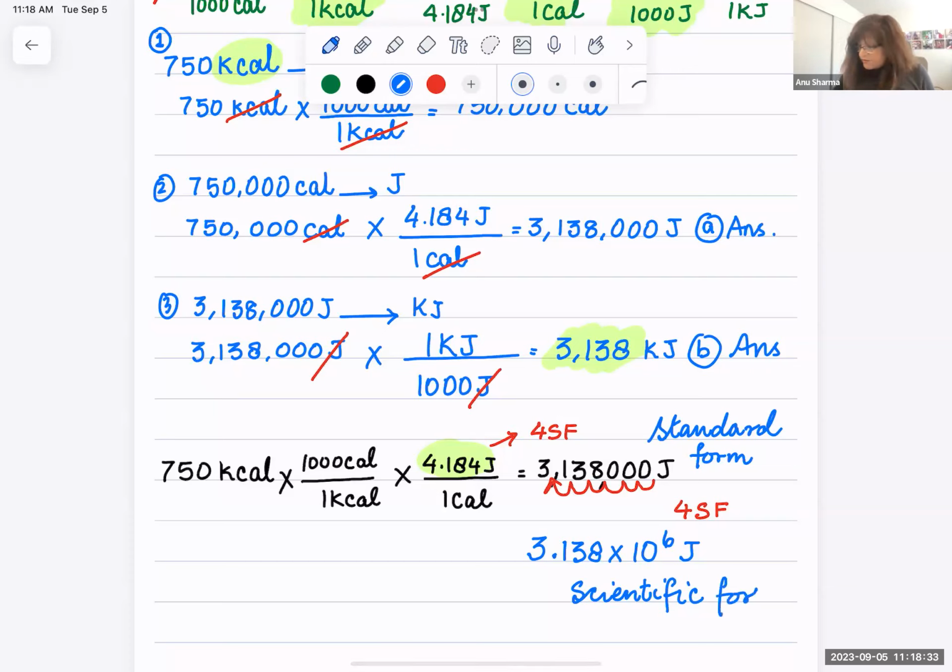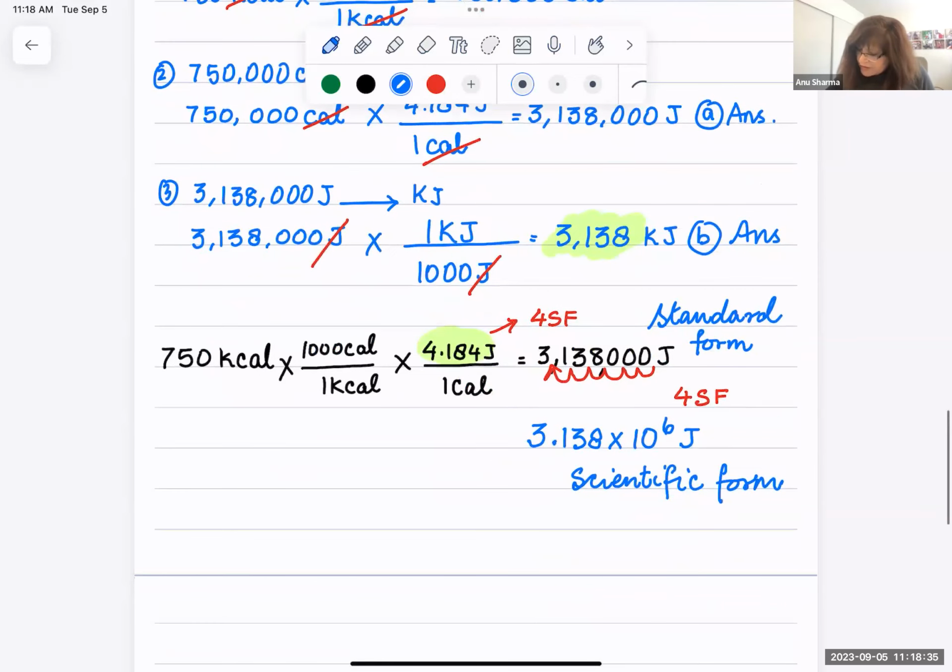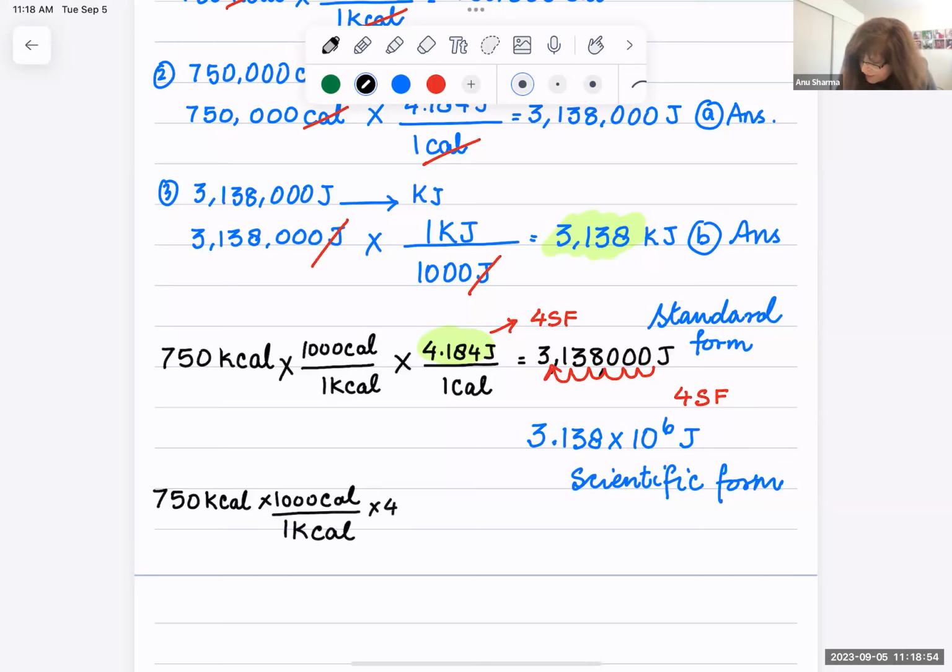Okay, so this is one thing. Now let's look at the other one. The next one was again 750 kcal times 1000 calories over 1 kcal, times 4.184 joules over 1 calorie, times, now because the answer is in kilojoules, 1 kilojoule over 1000 joules.